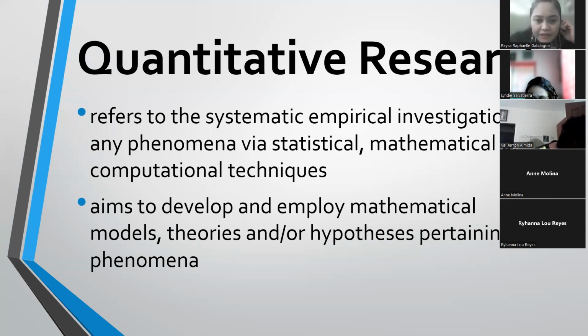So, for quantitative research, we are going to have numerical data here. Okay, so meron tayong numbers na data and we're going to analyze these numbers. Syempre, we are going to use statistical tools. Okay? Mga statistical testings. We're going to employ mathematical models here. We're going to test hypotheses and we're going to analyze the data using statistics.